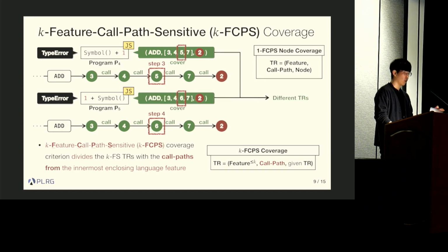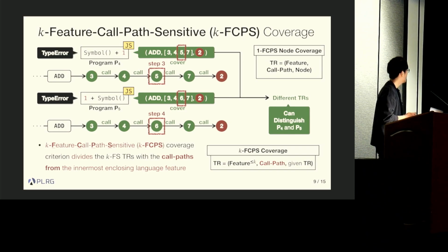It means that we can successfully distinguish P4 and P5 if we use FCPS coverage. So this is the high-level idea of our new coverage criteria. To evaluate our approach, we implemented a tool named JEST-FS.